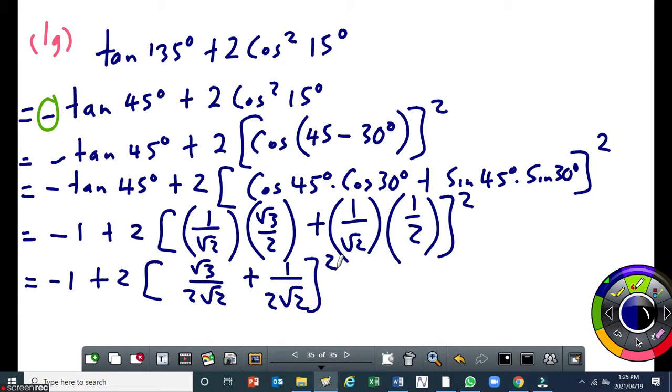Now, I can distribute these two. Oh, no, I can't because there is a square there. Please, you can't distribute the two because there's a square there. So you have to start by squaring first. But fortunately, inside here I've got like terms. The denominator is the same. So I can say root 3 plus 1 all over 2 root 2. That's my next step.